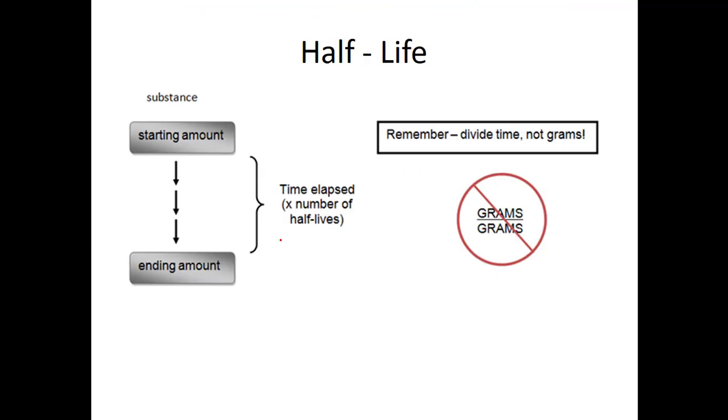So looking at that, what you're looking at is the half-life, your starting amount versus your ending amount, and the time elapsed over that period of time. So the first thing is we divide time, not grams. This is not grams over grams. We're always focusing on time. The formula that we use for half-life is the number of half-life periods is equal to the total time divided by the half-life duration. So how much time took place in this specific question, and what is the half-life given to you either in the question or found on Table N.